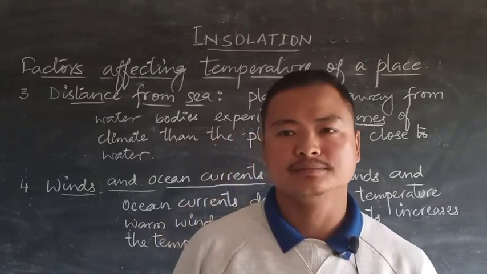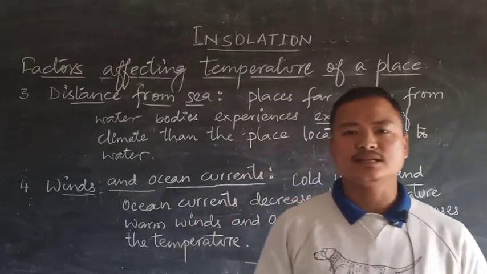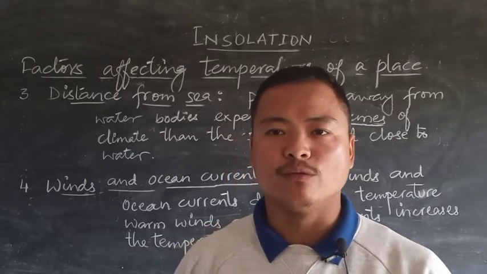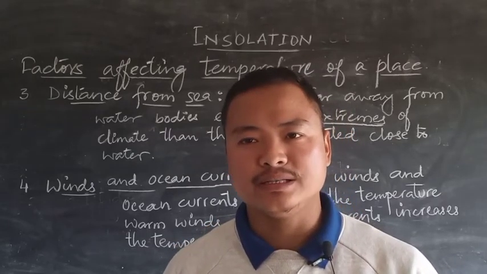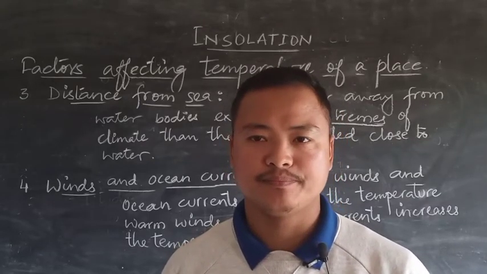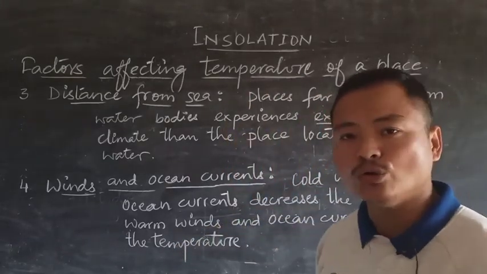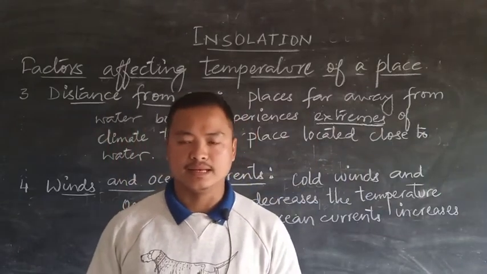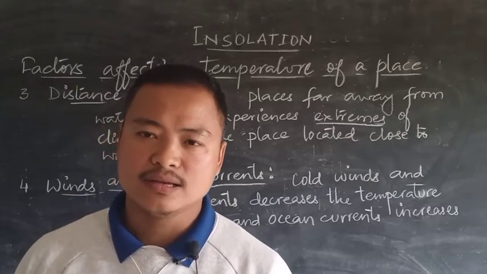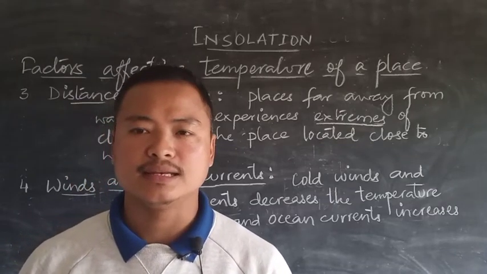So the fourth factor, winds and ocean currents. They tend to either increase or decrease the temperature of a place. It depends on what kind of winds and ocean currents blow in that particular region. If the ocean currents or winds are cool or cold in nature, then they decrease the temperature of a place, while warm ocean currents and winds tend to increase the temperature of a place.